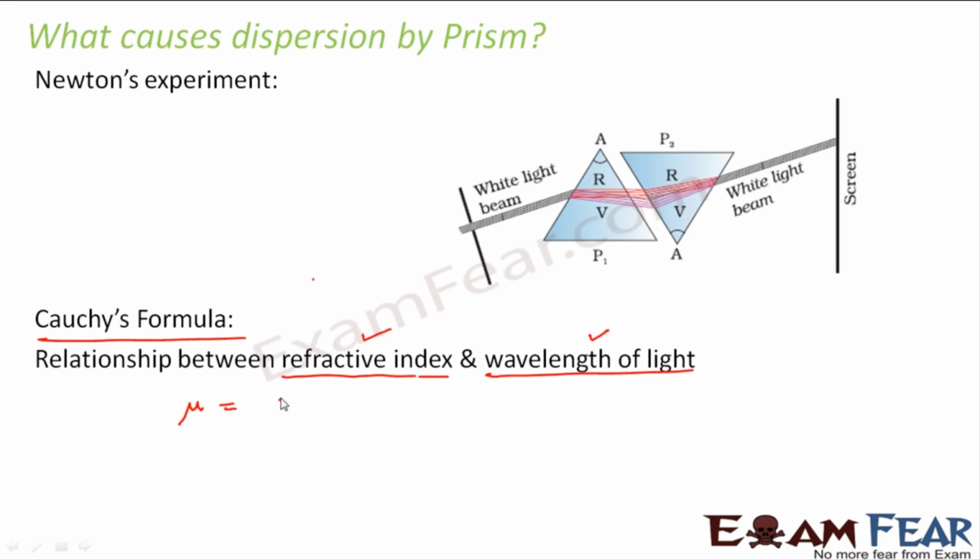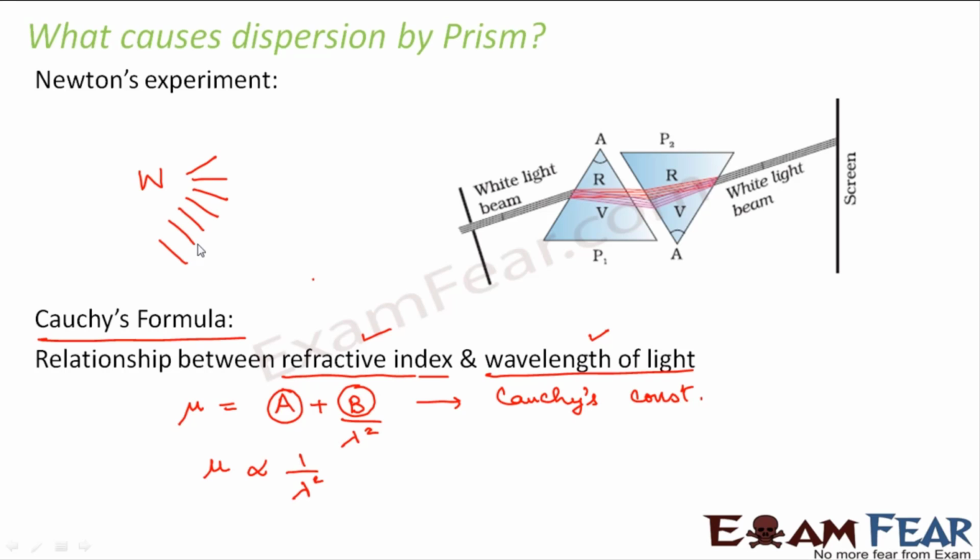It said that refractive index mu is equal to A plus B divided by lambda square, where A and B are constants, and they are popularly known as Cauchy's constants, after the name of the scientist Cauchy. So from this, he told that refractive index is inversely proportional to the wavelength of light. So this is what Cauchy told. So what happened because of this? According to Cauchy, since white light consists of different colors, right? Violet, indigo, blue, green, yellow, orange and red. These are the different colors present inside white light.